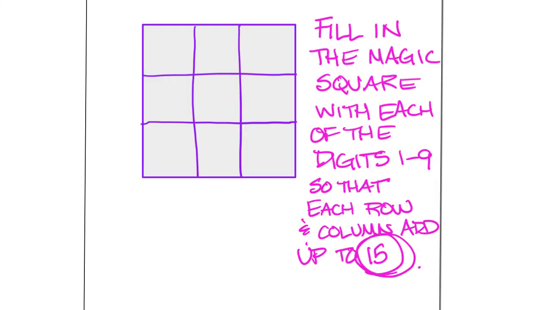And there you go, guys. There is your little puzzle for this lesson. You want to fill in the magic square, and you're going to use each of the digits 1 through 9. You'll only use them once, and you need to fill it in so that each row and each column all add up to 15.